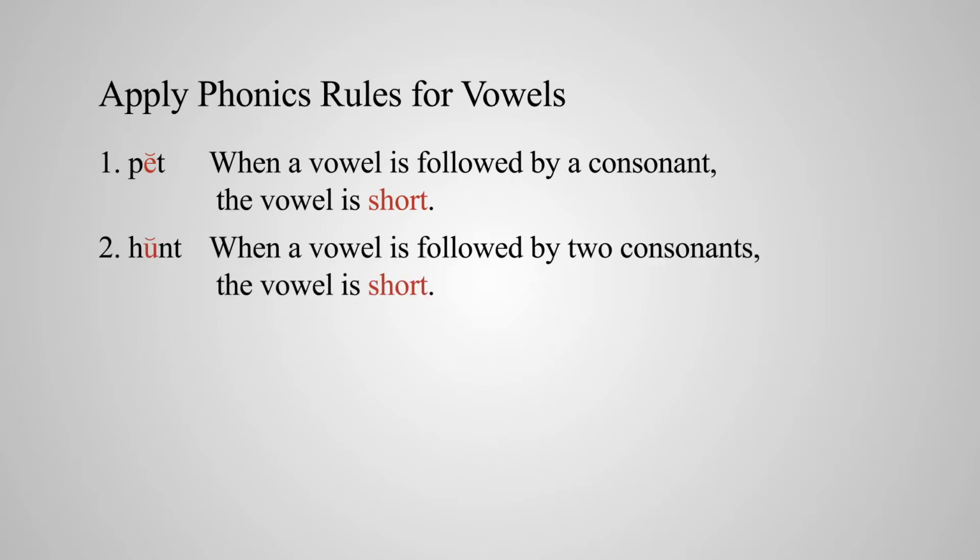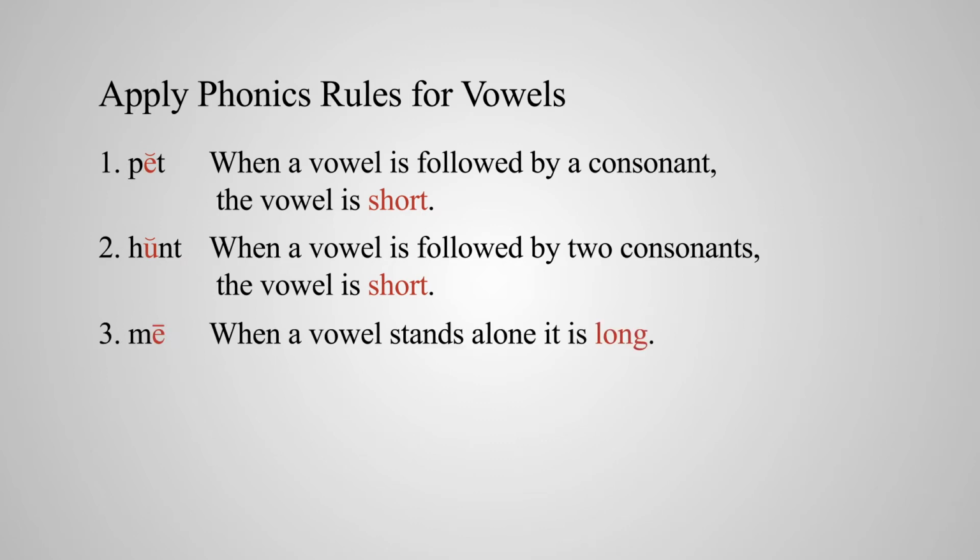For example, number 2. We all know that word is hunt, but let's suppose this is a syllable that you don't know. And the rule says when a vowel is followed by 2 consonants, the vowel is short. And as you can see, the U is followed by N and T. So let's pretend that you don't know this word. The U is short and it has the sound of uh. So we say un, unt, hunt. And we have sounded out that word.